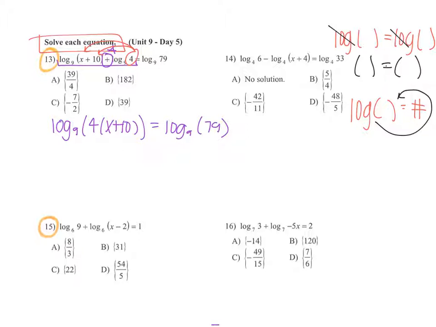Because I see logs on both sides, both with the same base, log base 9, they get to cancel. But they don't get to cancel until you have condensed. So now we have 4 parentheses x plus 10 equals 79. From here, you're going to distribute and solve just like a normal equation.